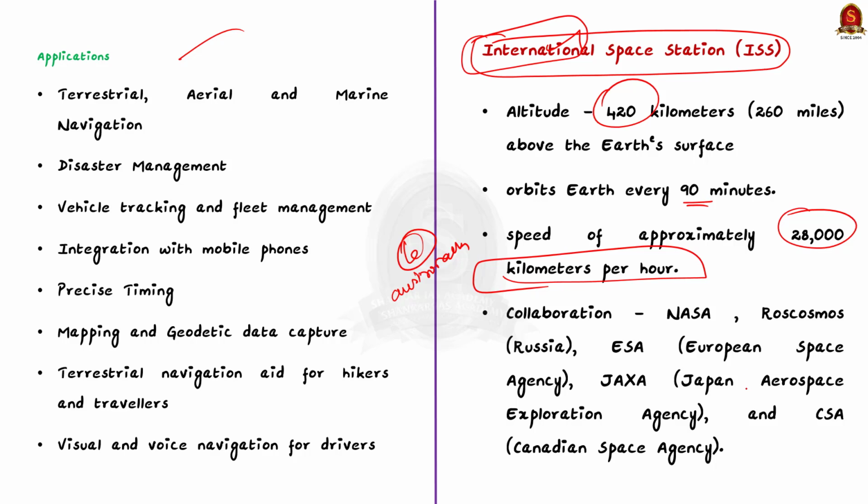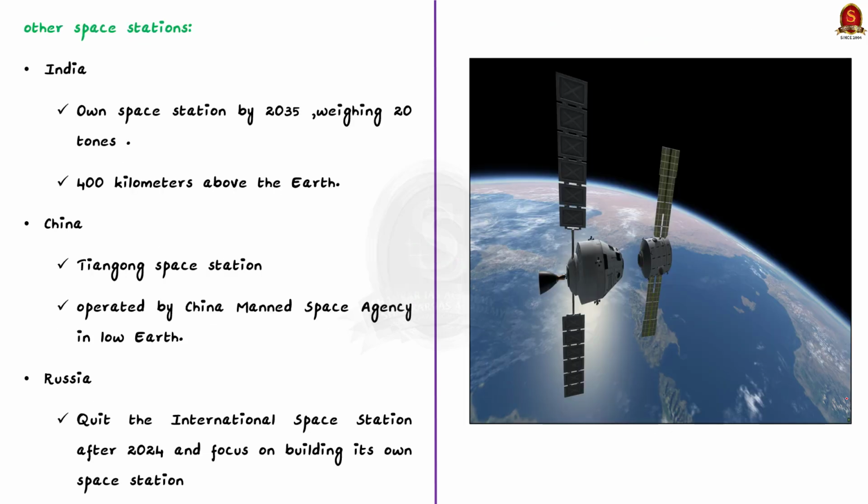Now let us see about India's plan for a space station. India plans to have one space station by 2035, which would weigh 20 tons and maintain an orbit of approximately 400 kilometers above the Earth, where astronauts could stay for 15 to 20 days. And in addition to this, NASA and ISRO have agreed to a joint mission to the International Space Station in 2024. So that's all about this article.